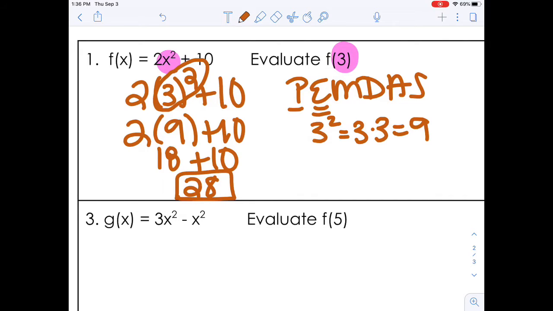Again, just as in the previous video that we looked at for the linear functions, we can also write this answer as f of 3 equals 28. This is your x, this is your y.